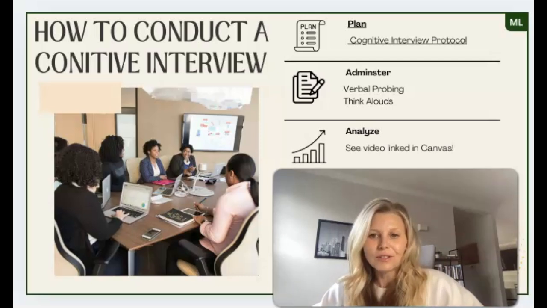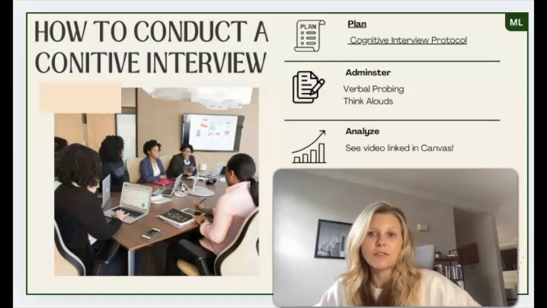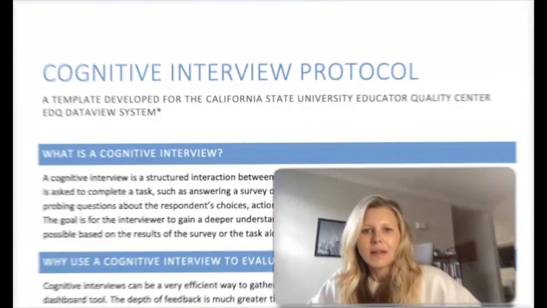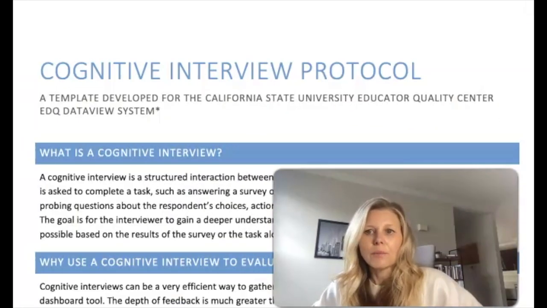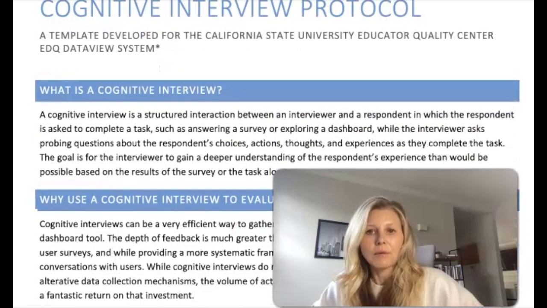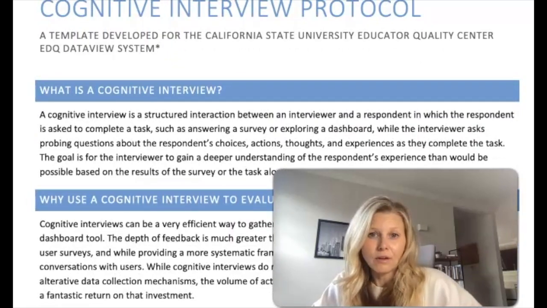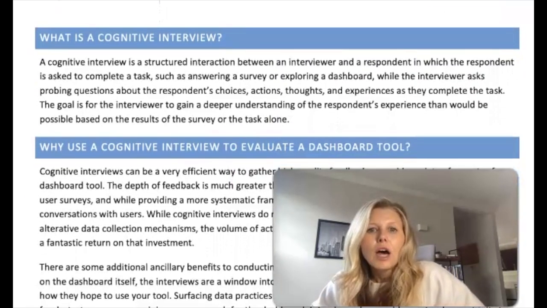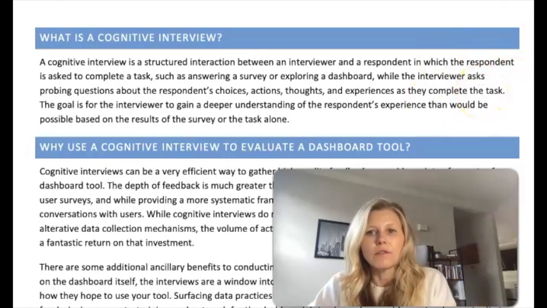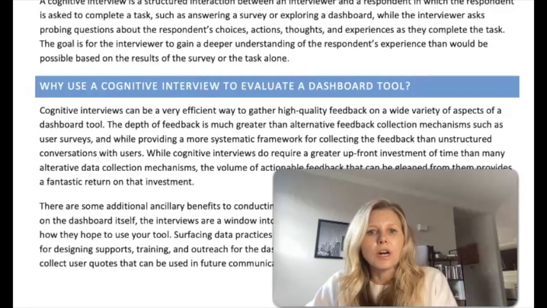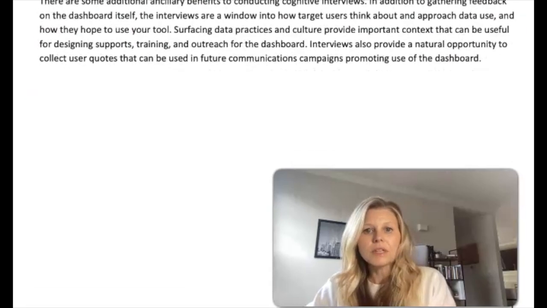You will see that one of your assignments is to develop a cognitive interview protocol. So we're going to look at 2 different documents that will talk a little bit more about that. Now, this is a cognitive interview protocol that I found when I was going through the class the first time, and I found it really helpful. I'm going to link it below, but they have a really comprehensive definition of what a cognitive interview is. They're going to talk about why you would use it.